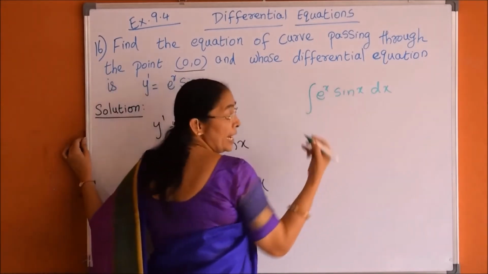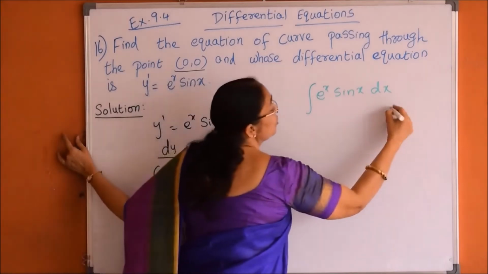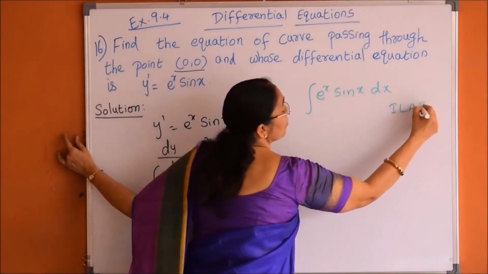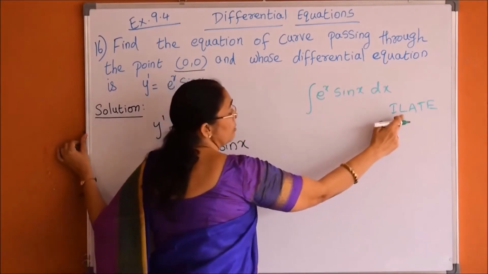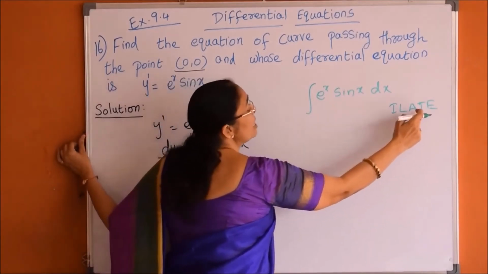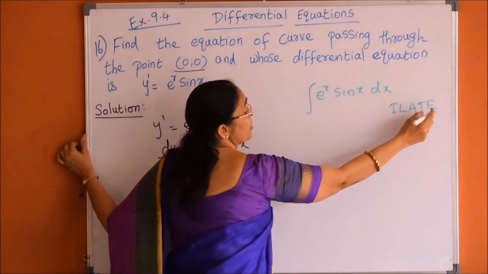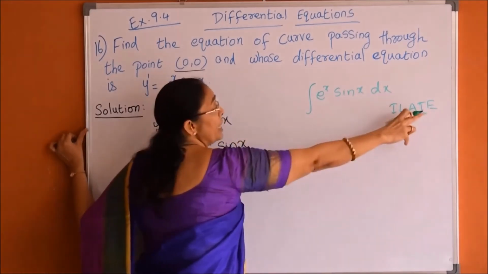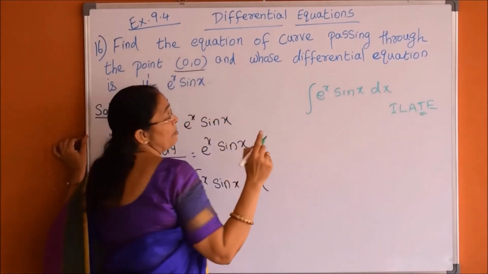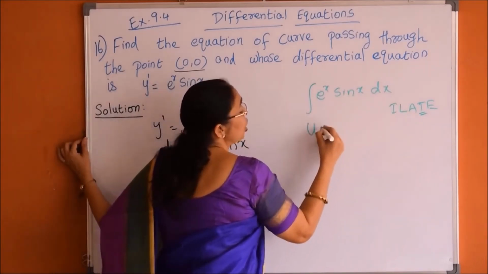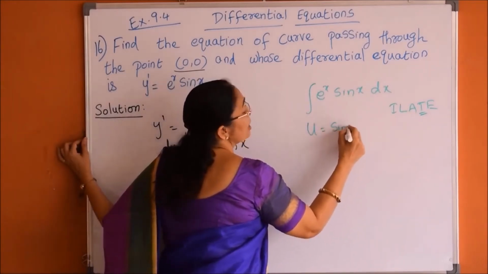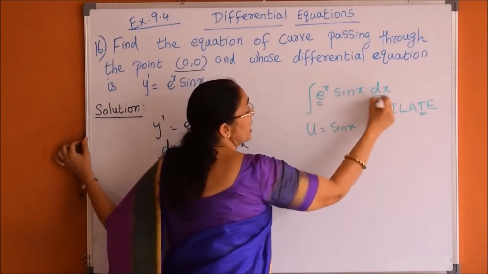To select which is the u function, we will use the rule ILATE. So let us recollect: inverse trigonometric function, logarithmic function, algebraic function, trigonometric function and exponential. So in this order, since the trigonometric function is coming first, we'll consider the trigonometric function as u function. So u is sin x and the remaining leftover we'll consider as dv.